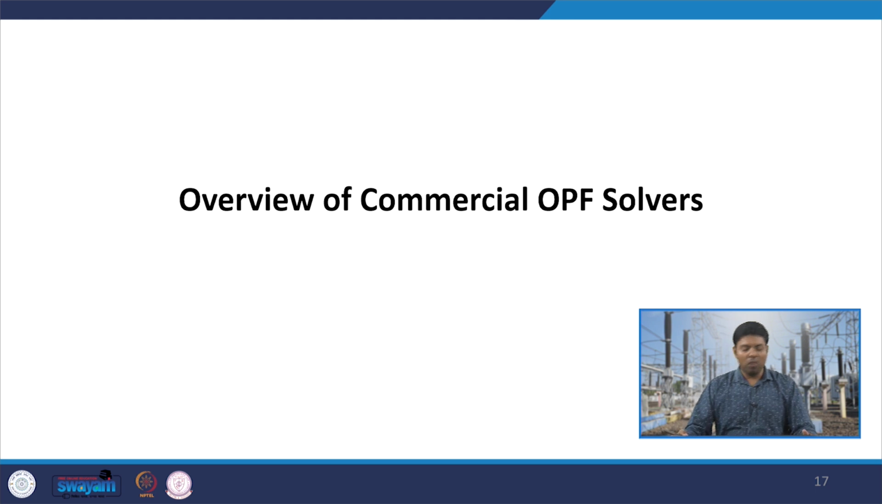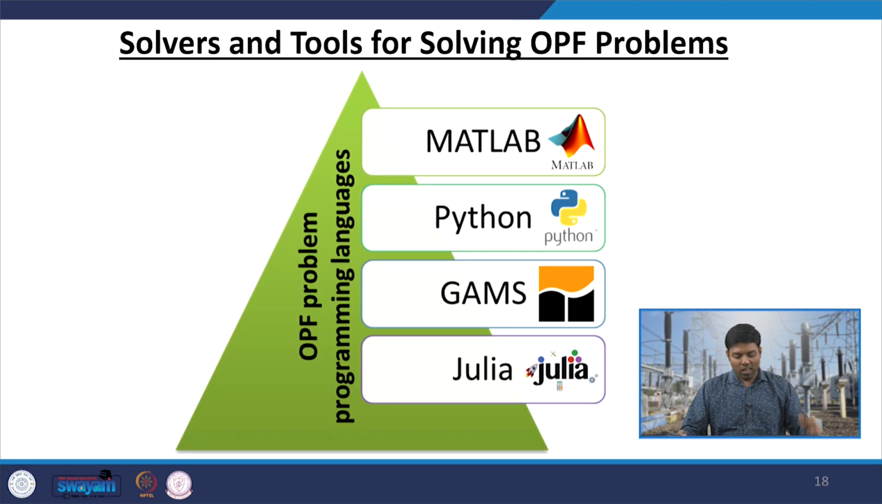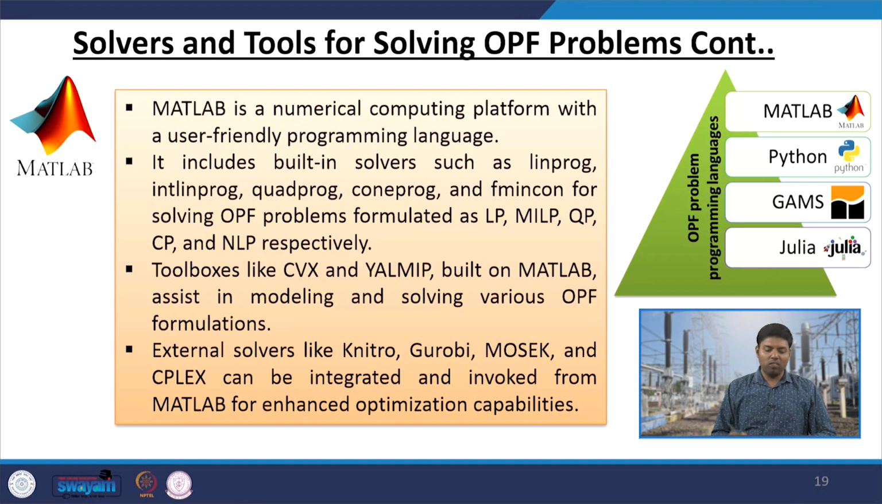So, we will see a few commercial OPF solvers generally used for solving this kind of problem. Generally, we code the OPF in MATLAB, Python, GAMS or Julia, and MATLAB has a very good library for solving these OPF algorithms. You can use linprog, intlinprog, quadprog, conprog and fmincon solvers to solve linear programming, mixed integer linear programming, quadratic programming, convex programming or nonlinear programming. The fmincon is very good for solving non-convex problems as well, but it cannot take any mixed integer constraint.